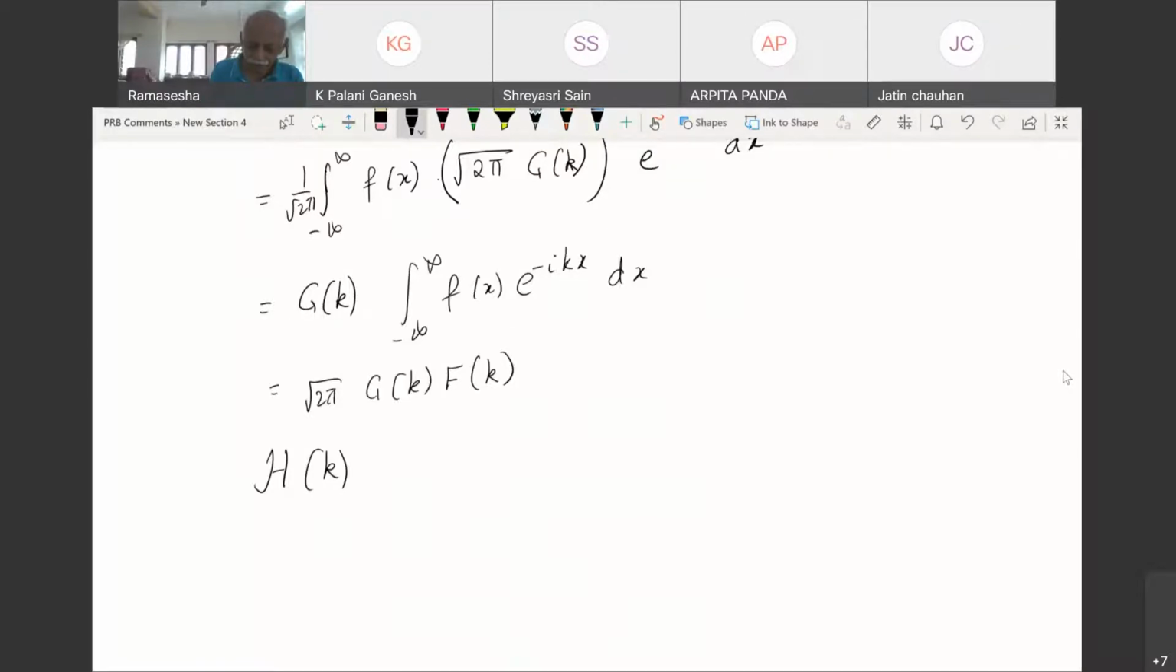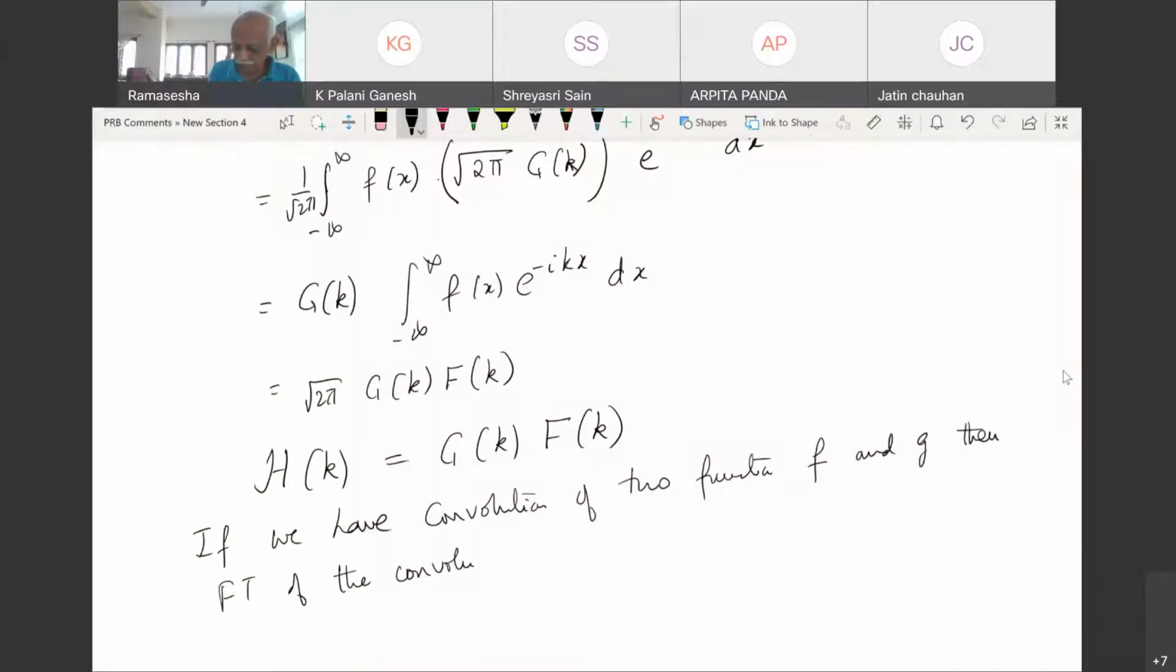That means if we have convolution of two functions f and g, then the Fourier transform of the convolution is a product of the Fourier transforms of the independent functions.